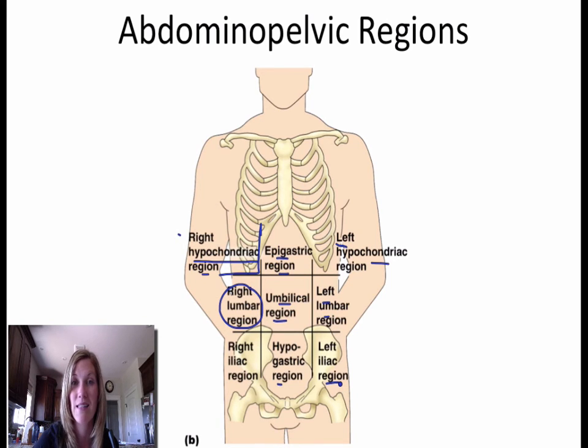Hopefully that summarizes body planes and then the different abdominopelvic regions there are. This officially wraps up chapter 1, so you are finished with chapter 1 notes. I'll see you in chapter 2.